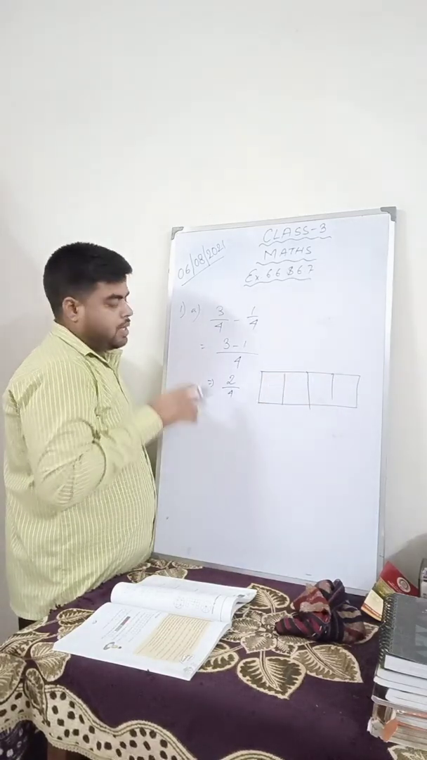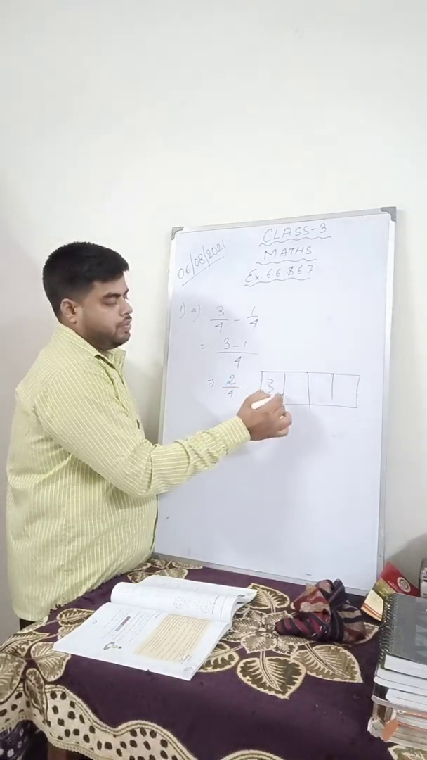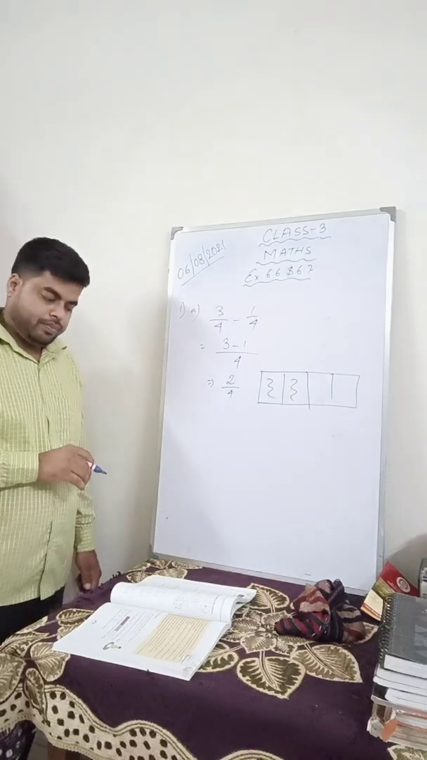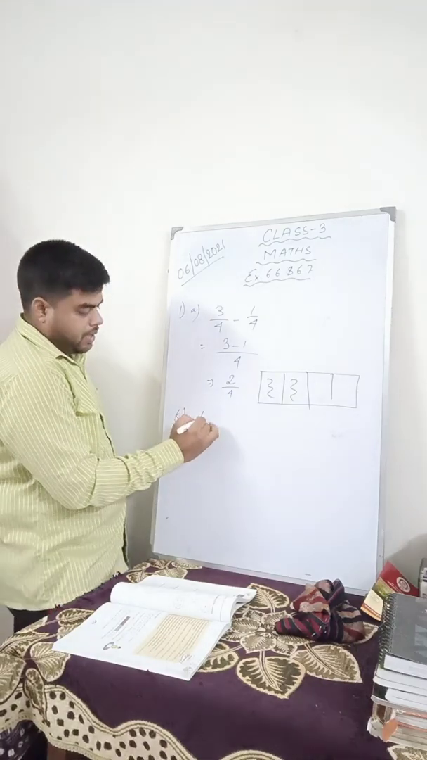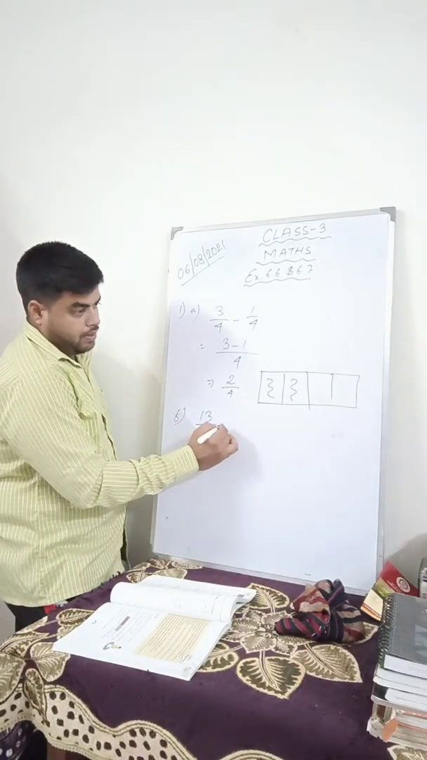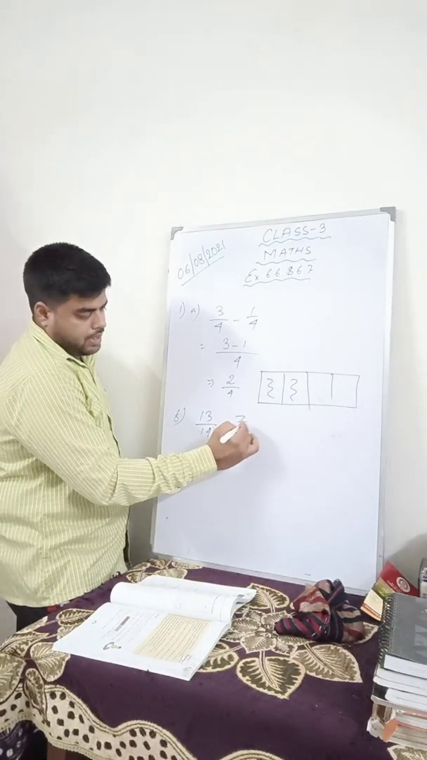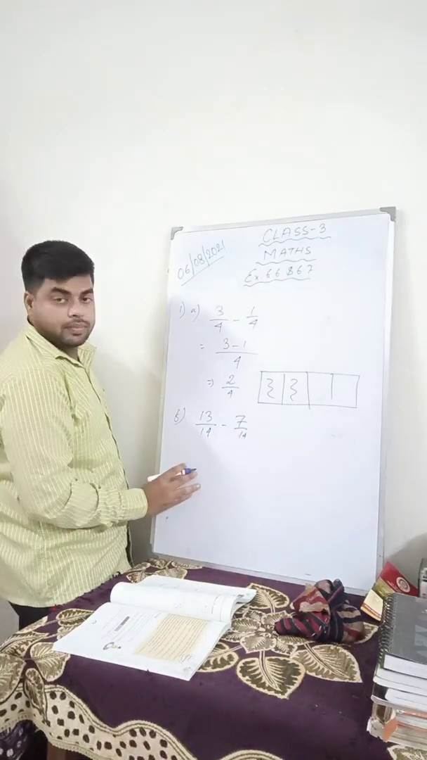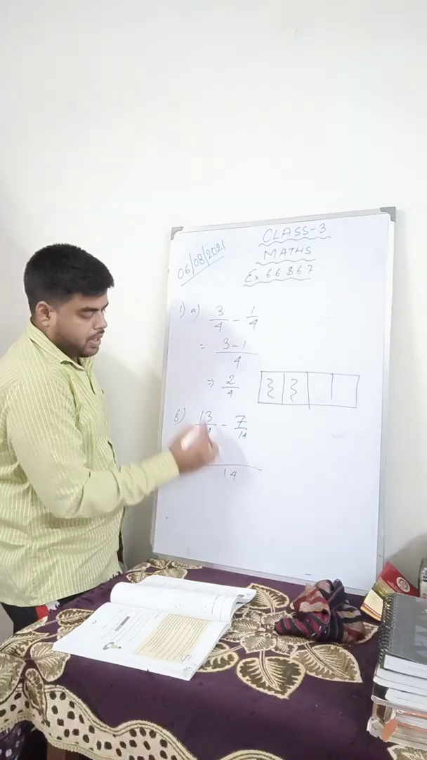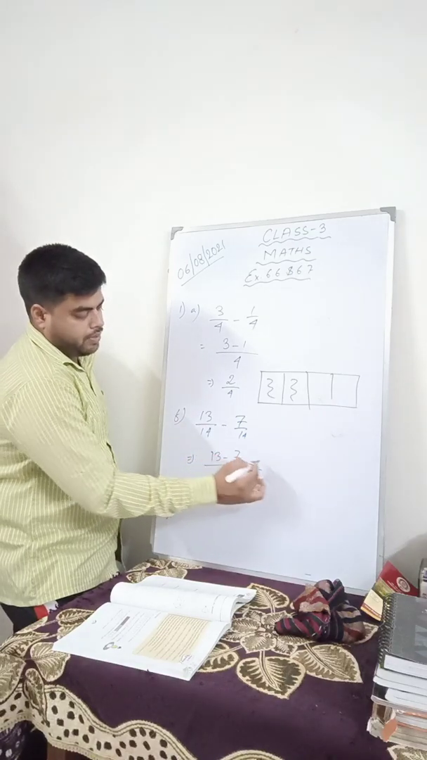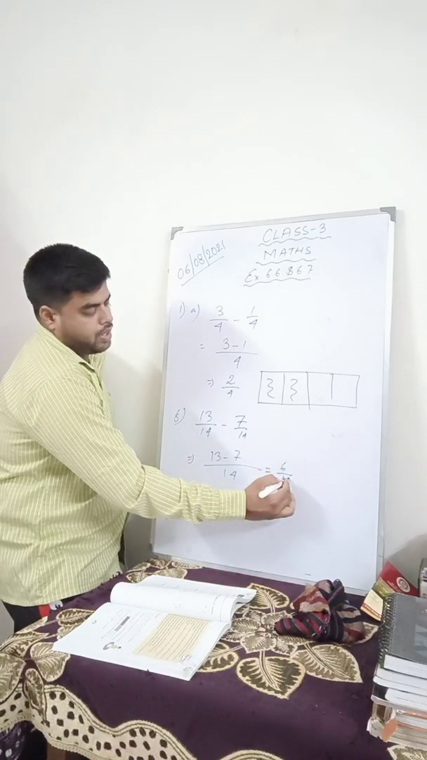And out of these 4 parts, you have to color any two. Now let us take, suppose say, number F. They have said 13 by 14 minus 7 by 14. What is the common denominator? 14. So here you will write 13 minus 7, that is equal to 6 by 14.